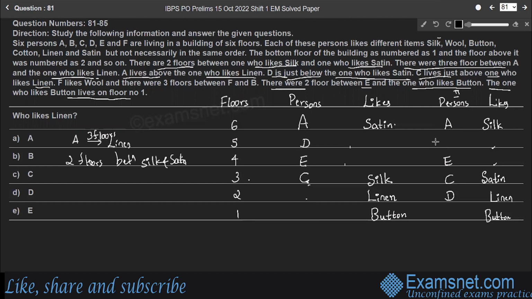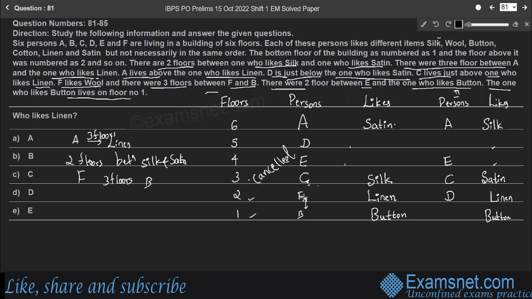The next point: F likes wool, and there are 3 floors between F and B. Consider case 1. There are only 2 floors remaining, the first and second floors. So we cannot place F and B here, because there should be 3 floors in between F and B. Therefore, case 1 is cancelled because of this point.